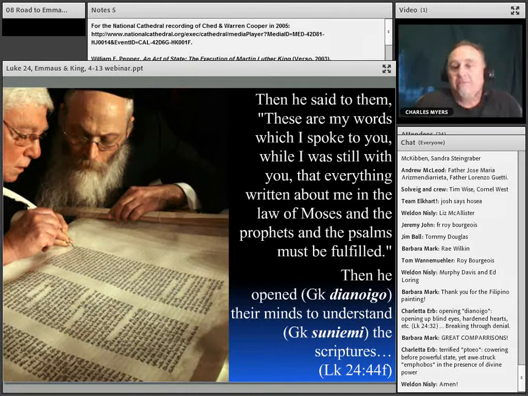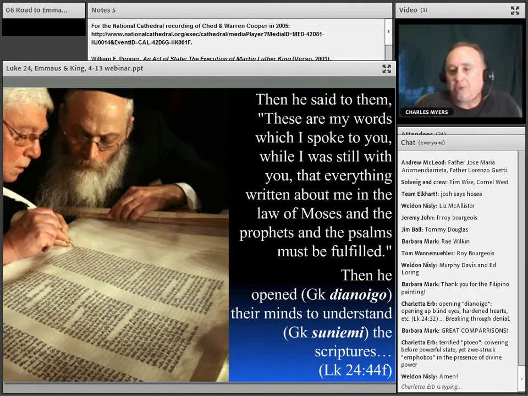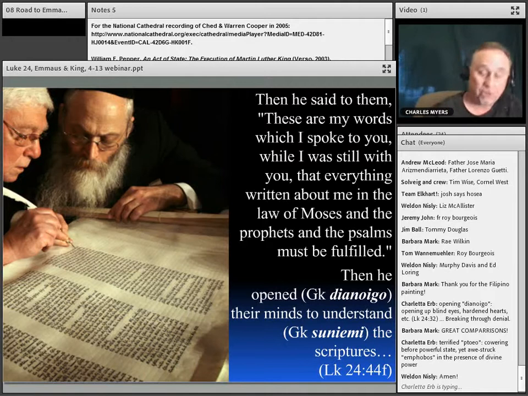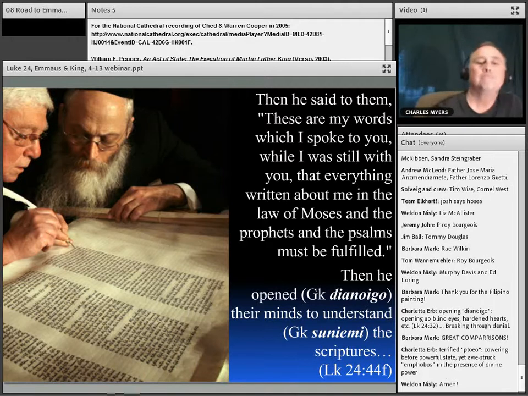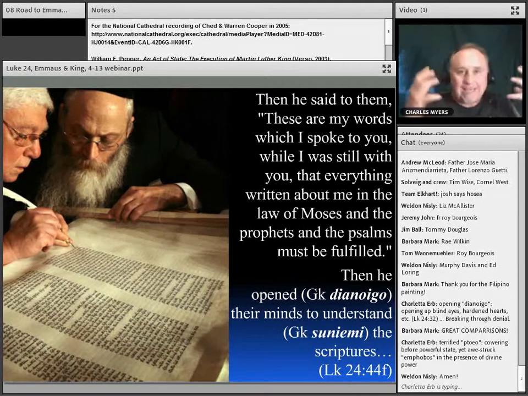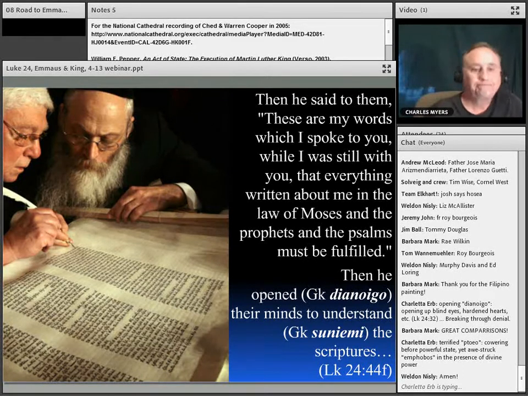Now, the verb to understand here, suniemi, is kind of an interesting verb in the New Testament. I would paraphrase it as connecting the dots. It's bringing together all of the data. It's usually used in the New Testament to describe the many situations in which disciples are actually unable to connect the dots. So Jesus is trying to get us to understand what's going on in this traumatic, historic moment.